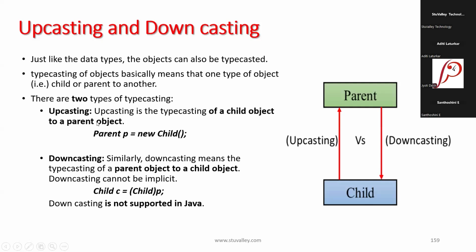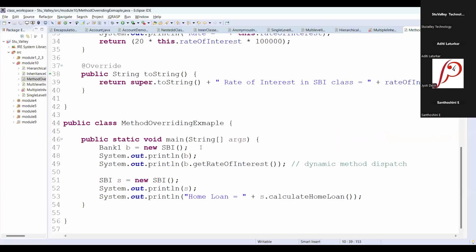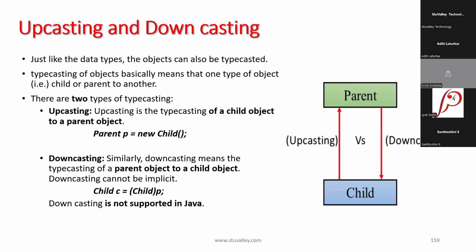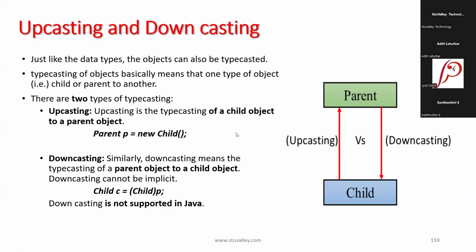Okay. Whatever we have seen here, a parent reference with a child object initialization, this is known as the upcasting concept. And what is downcasting and how it is achieved, that we will see in the next session.